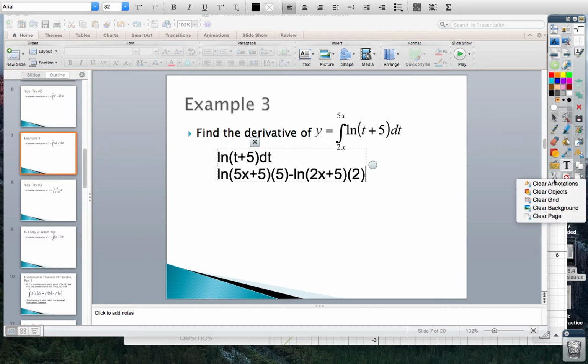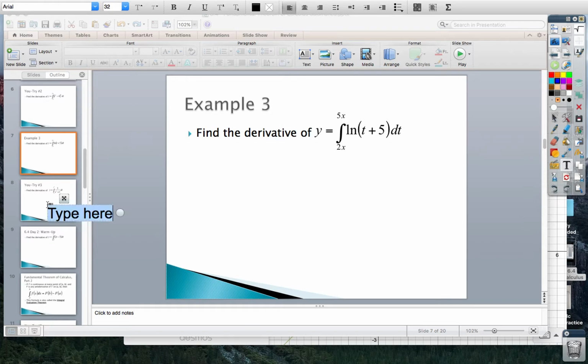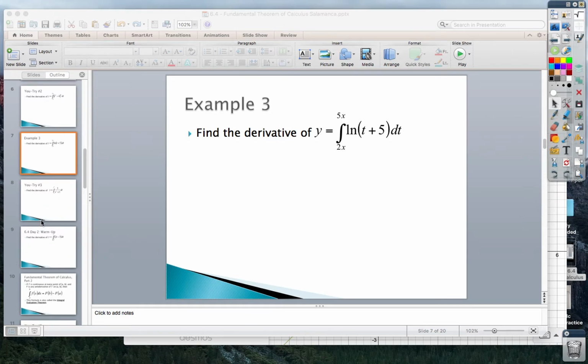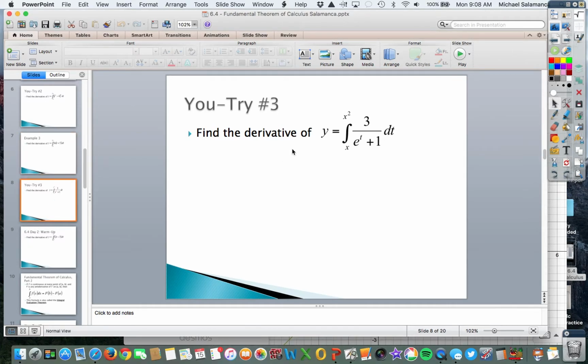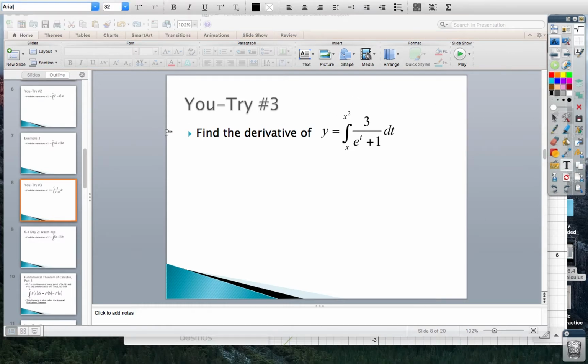So let's move on. Find the derivative of the integral of 3 divided by e to the t plus 1 from x to x squared. This is going to be a lot of the same. So 3 divided by e to the t plus 1.